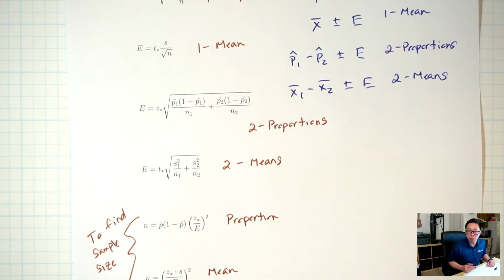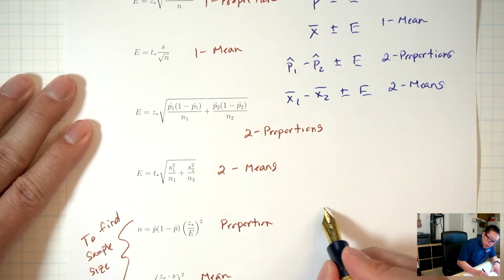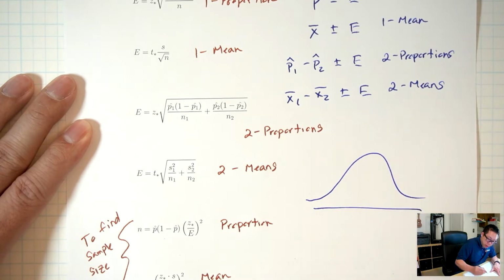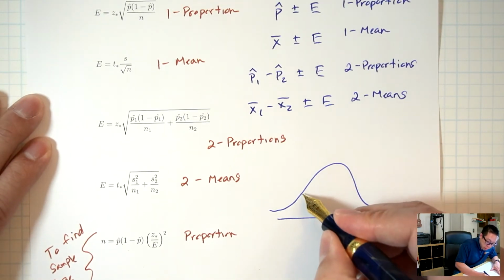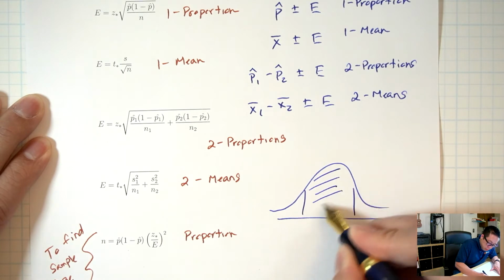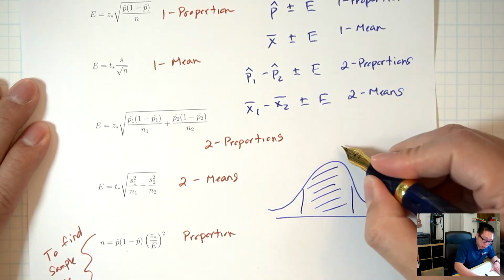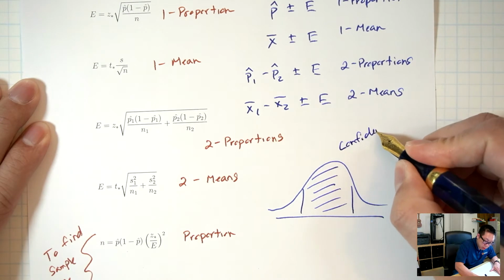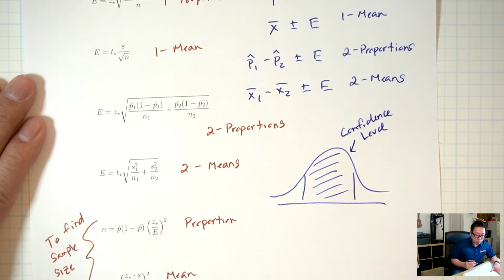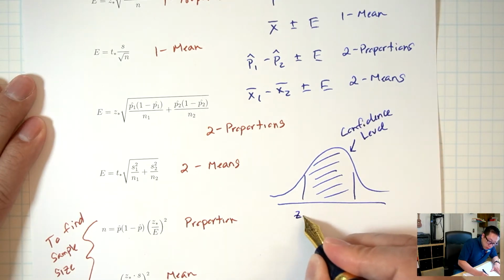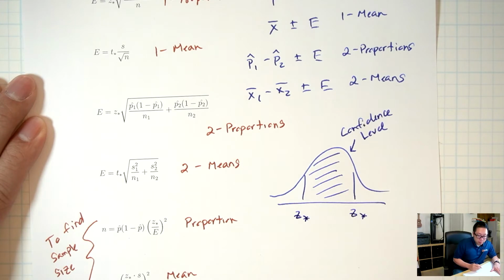All of these formulas involve either a Z star or a T star. How do you find the Z star and T star? They all involve this picture, which is the same picture we've been drawing for like the last 4 or 5 chapters. For hypothesis tests, the picture could be left-tailed, right-tailed, or two tails. For confidence intervals, it's always going to be shaded in the middle. And the shaded area in the middle is the confidence level. And depending on whether you're talking about proportions or means, you're either finding the Z star or the T star.